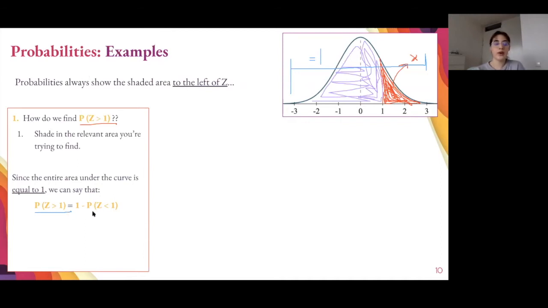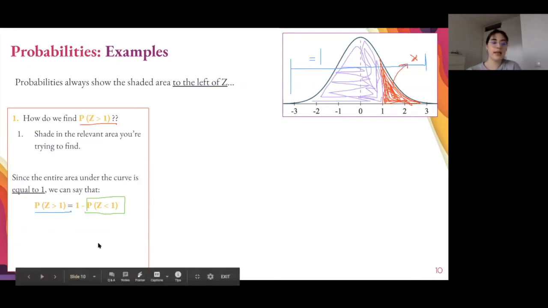So now that we've rewritten it as 1 minus the probability that z is less than 1, this probability that z is less than 1 does show up in the z-table. We just did it in the previous slide. Now that we've put it in terms that we can actually find in the z-table, all we need to do is go look in the z-table. The probability that z was less than 1 was equal to 0.8413.